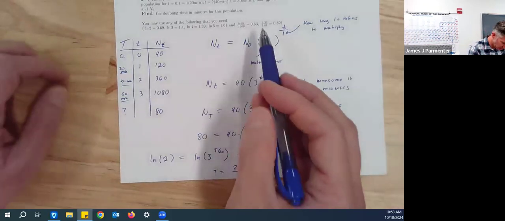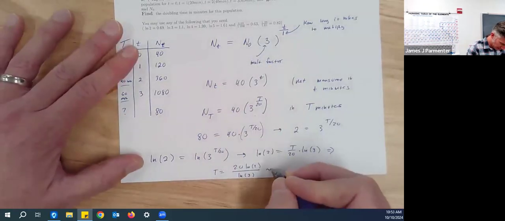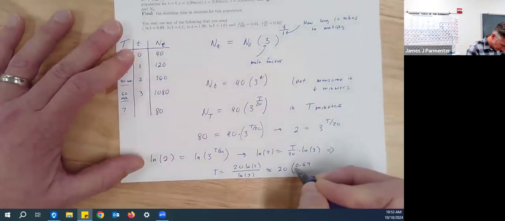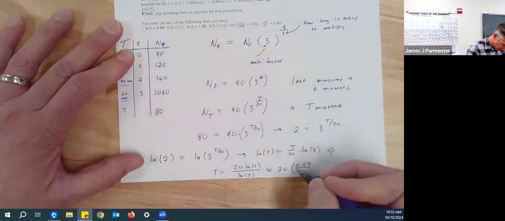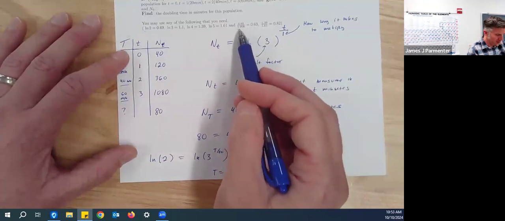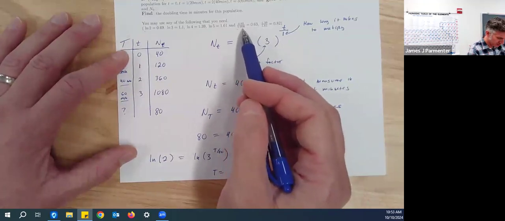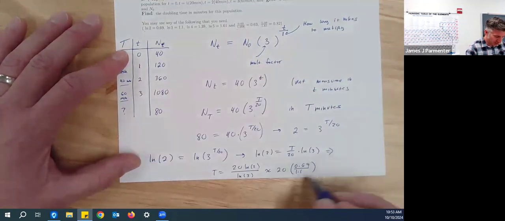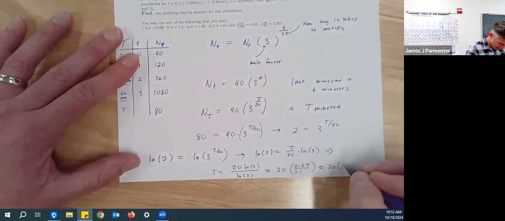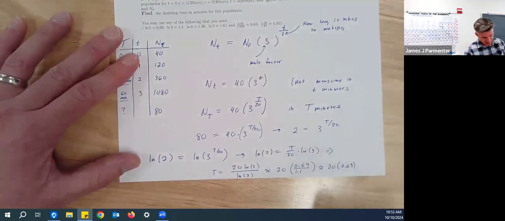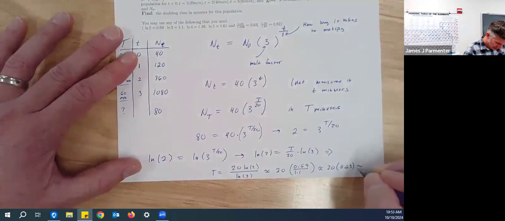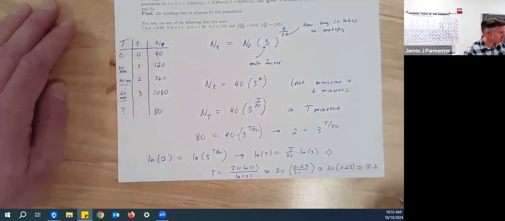And then I guess I'll use these decimal approximations to say, well, that's approximately 20 times the natural log of 2, which is 0.69, divided by the natural log of 3, which is 1.1. They should have written 1.1 there if they're trying to be a little bit more truthful about what's going on. But this is approximately 0.63. So it's approximately 20 times 0.63, which is 2 times 0.63 is 1.26, so 12.6.